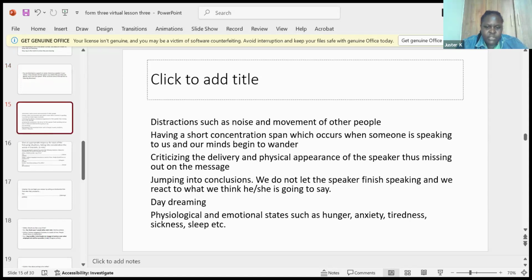Now, if we talk about language barrier, that would affect the speech delivery from the speaker. That would be a problem with the speaker. But now for you, what is it that can make you not listen attentively to that person?